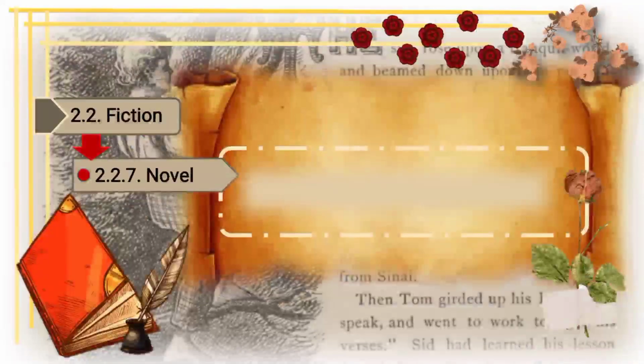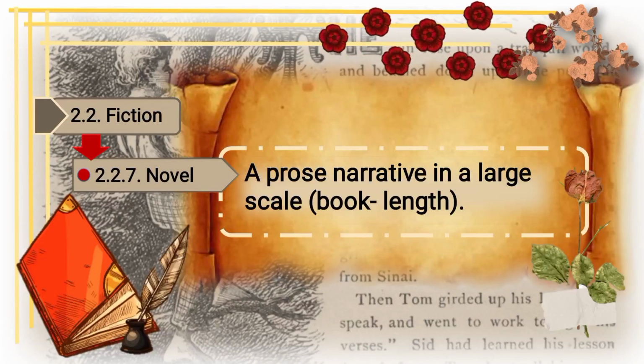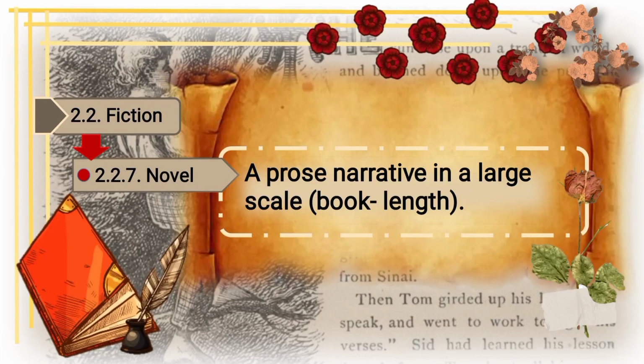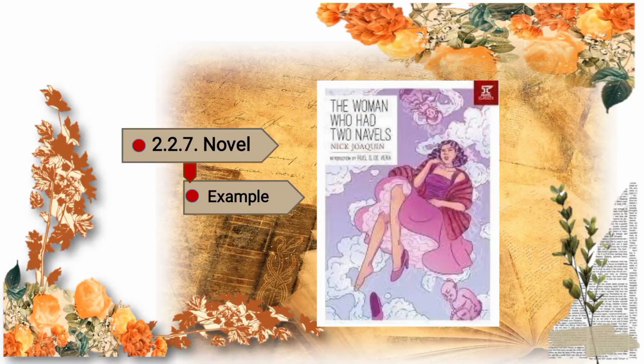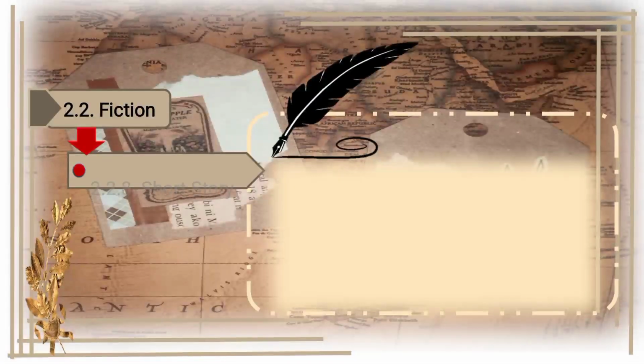Next is the novel. Novel is a prose narrative on a large scale or book length. It can be fantasy, love, and adventure novel. Example is The Woman Who Had Two Navels by Nick Joaquin. And another, we have the short story.